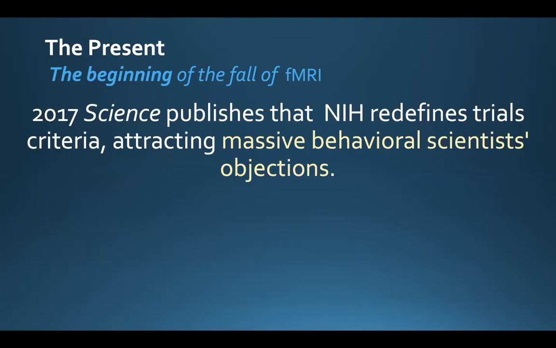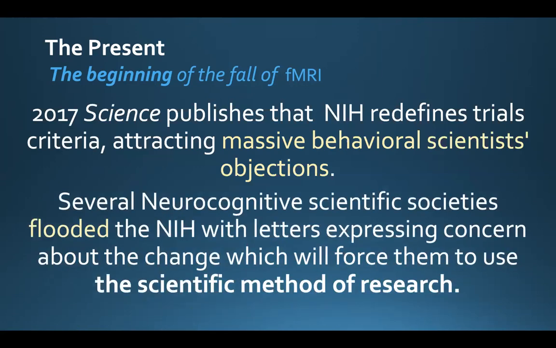using functional MRI. And what was the reaction according to the Science journal? Massive behavioral scientist objection. No, you can't do that. Are you crazy? You want us to follow the scientific method? No. And several neurocognitive scientific societies flooded the NIH with letters expressing concern about the change. We don't want to give our data to somebody else to look at it. No, no, no, no. We do it all ourselves, and so on. And we don't give the data to somebody blinded, who doesn't know which patient had what, like we do in medical studies. No, no, that's not permitted.